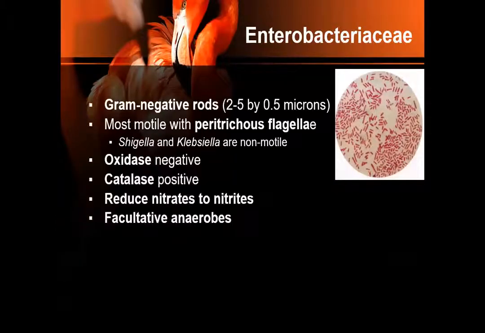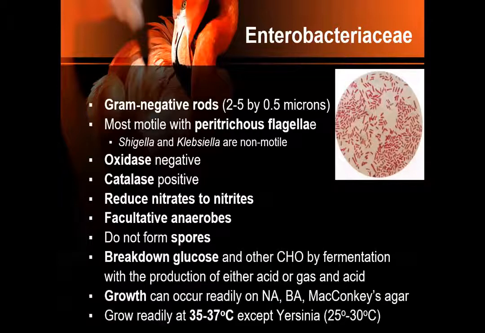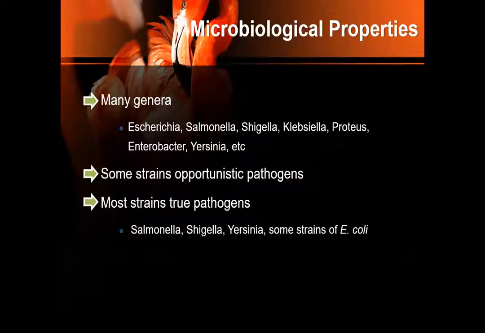So here you can observe eight to ten very important characteristics of family Enterobacteriaceae. Okay, gram-negative, oxidase-negative, catalase-positive. They can reduce nitrates into nitrites, facultative anaerobes. They cannot produce spores, and they can ferment glucose, and some can ferment lactose sugar as well. Okay, they can grow well on MacConkey agar.